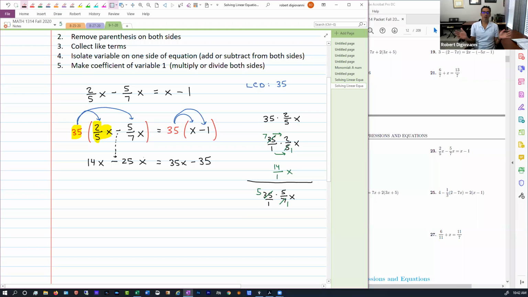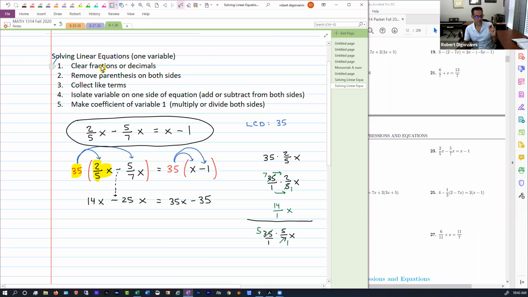So notice what we've done. We took an equation that had fractions, and nobody likes fractions. And we did step 1, which was to clear the fractions. We found the LCD, we multiplied both sides by the LCD. It was a little complicated, but look at the end of it now, we have no fractions. So now we can move on to step 2.